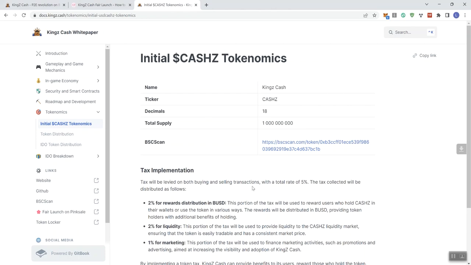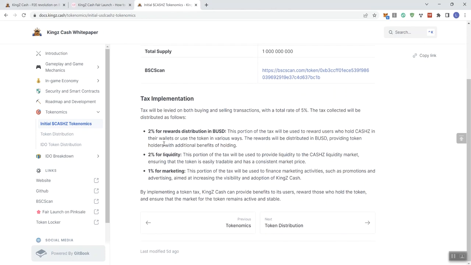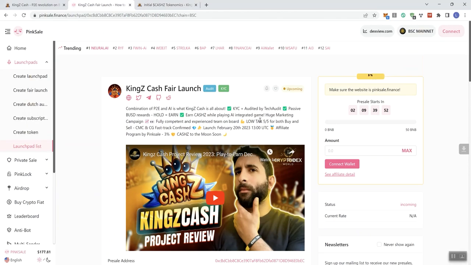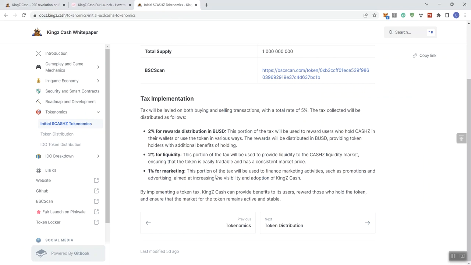It's going to be a billion tokens. Now, tax implementation: based on what we saw in Pink Sale, I believe it's going to be 5 and 5 out, low tax. Here they're breaking that down for you. 2% is going to rewards for distribution of BUSD, 2% for liquidity, and 1% for marketing. So, that's all that is.